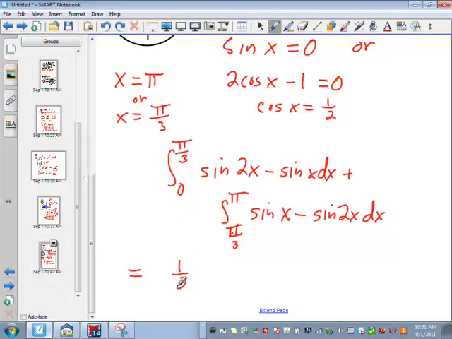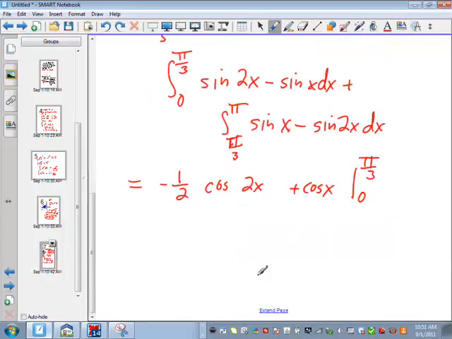All right. I'm taking any questions on this. Negative 1/2 the cosine of 2x, plus the cosine of x, evaluated from 0 to pi over 3. Take any questions on how I get that. And then minus the cosine of x from pi over 3 to pi.